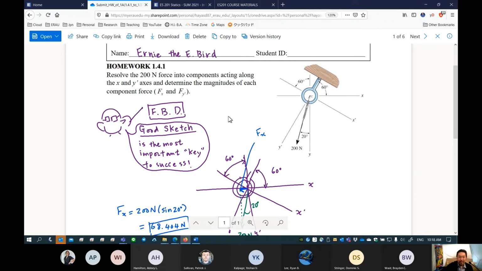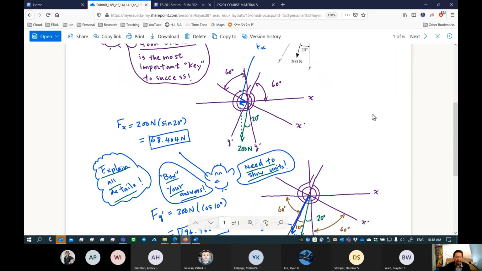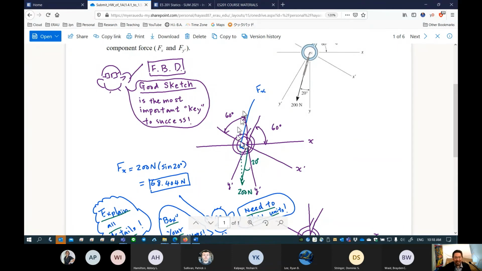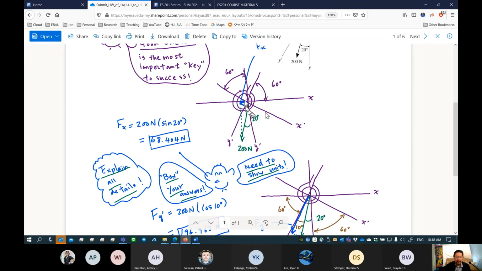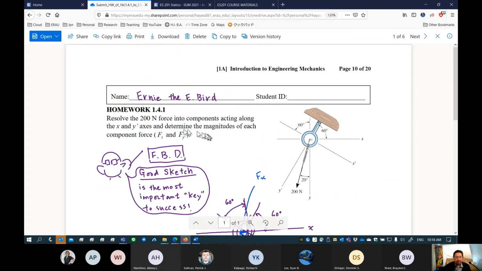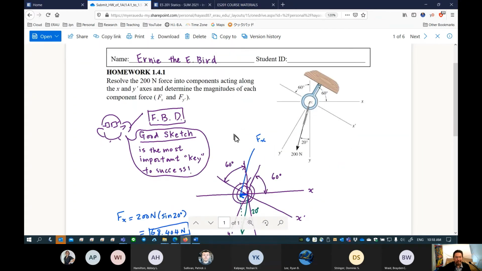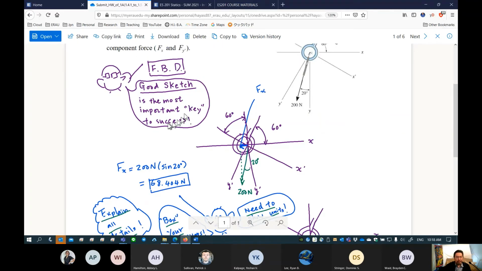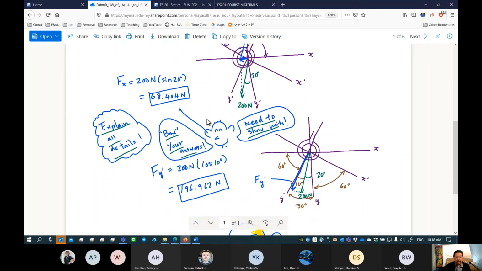So this is actually free body diagram, a very, very important term in this class, because every single problem solution requires a free body diagram. That is a sketch. An accurate sketch is the key to solve the problem. So a digital device is pretty difficult to do such a thing. Ernie did the best to draw a straight line, but it's not really lined up. It's not good. And based on this sketch, Ernie said, well, the problem is to resolve the 200 Newton force into components acting along the x and y prime axes. Okay. So Ernie said, a good sketch is the most important key to success. Yeah, I agree.